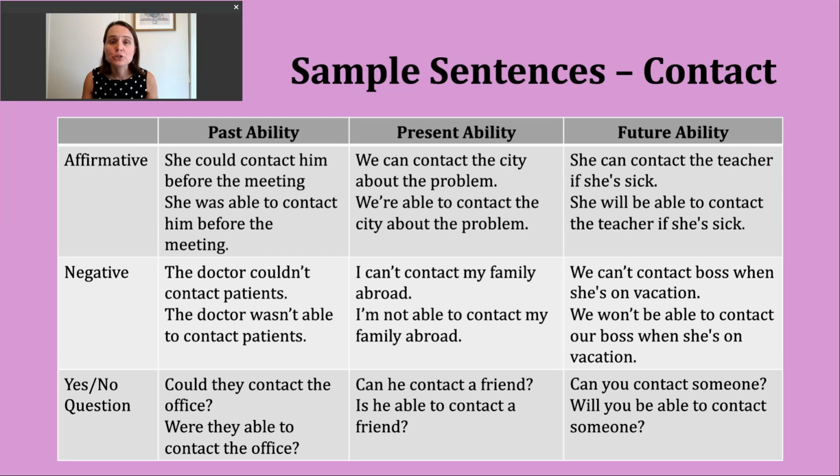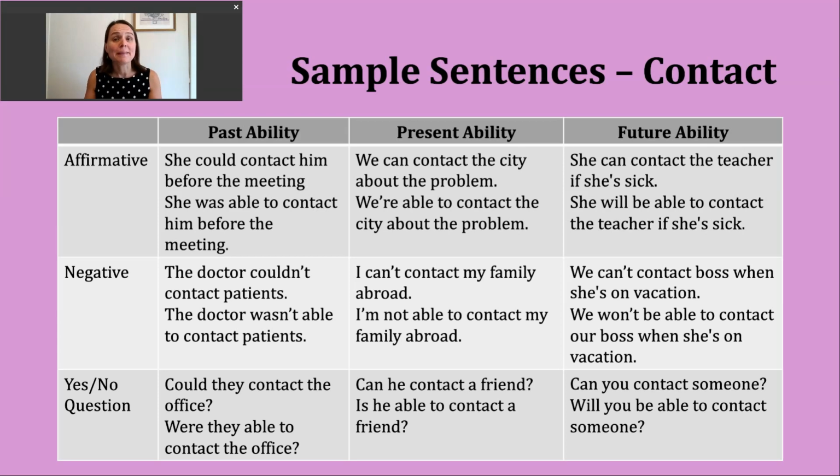Okay, so to do this, I'm going to use the modal could and then my base verb. This is true no matter what our subject is. Let's take a look at an example sentence. She could contact him before the meeting. Okay, so we're saying she had the ability to do that. And that leads us to our second way to share that same idea.